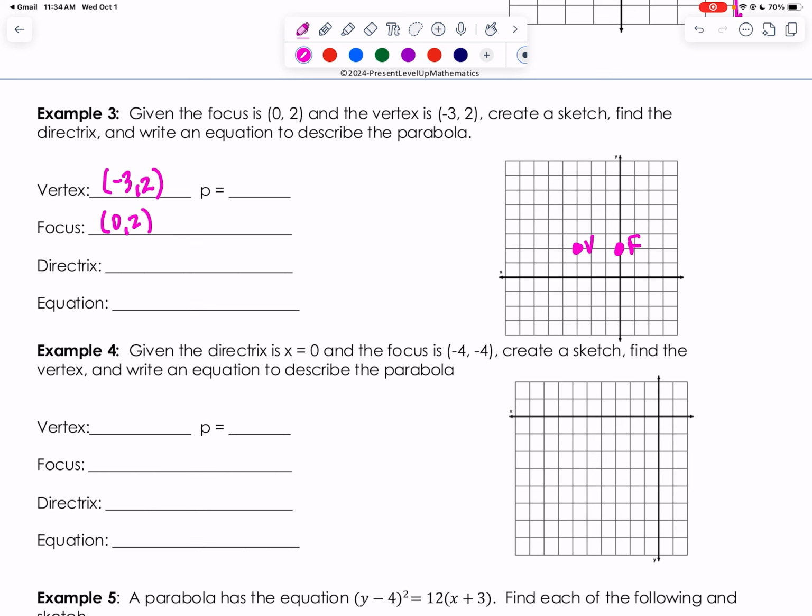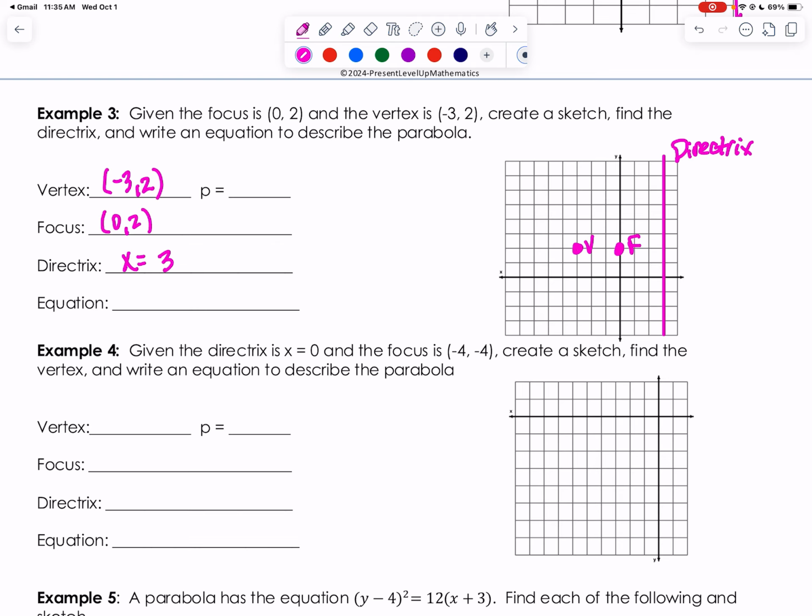All right. Now, we can find the directrix too, because the directrix would be in the other direction. So 1, 2, 3. So 1, 2, 3. So this is our directrix. It's a vertical line at x equals 1, 2, 3. Okay. Now, what is the value of p?